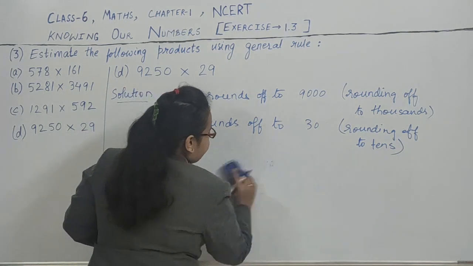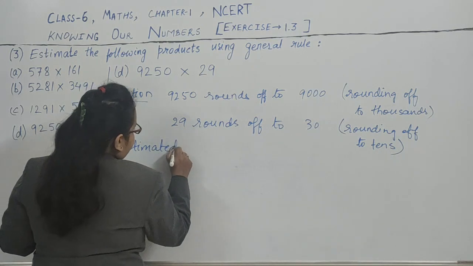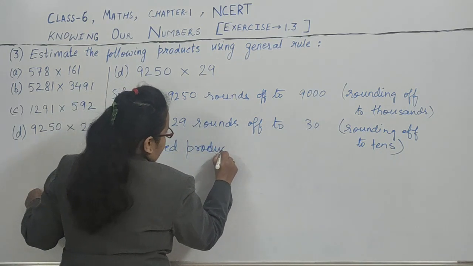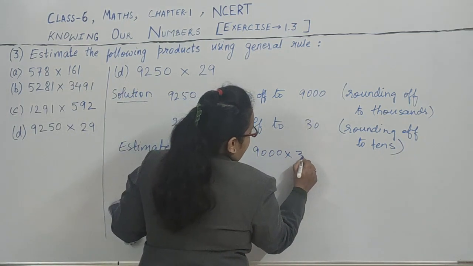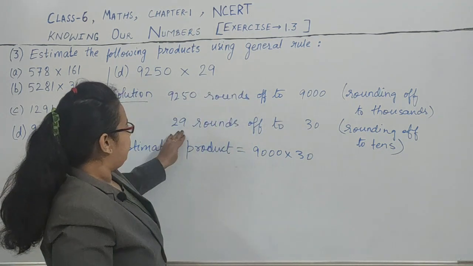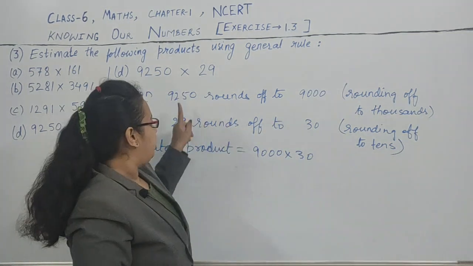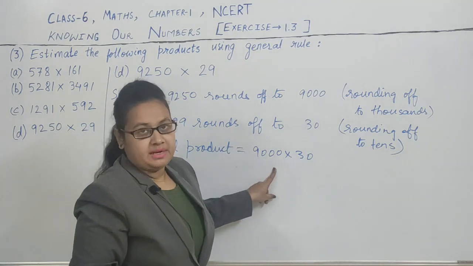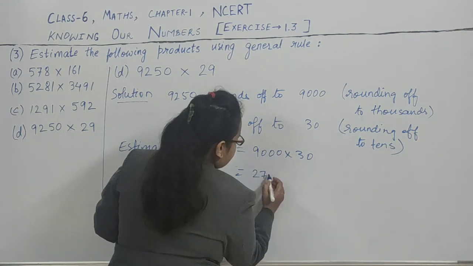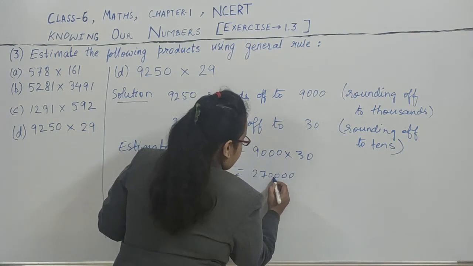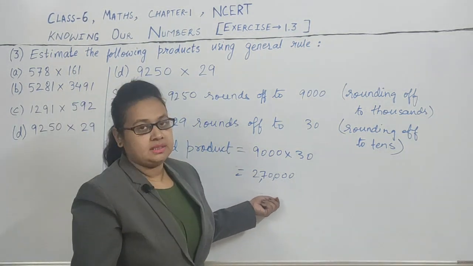Now we will find the estimated product. What is the estimated product? This is 9,000 into 30. See, the given numbers are rounded off. This is rounded off to this and this is rounded off to this. After rounding off both the numbers, we will multiply the rounded off numbers and that will give the estimated product. So what is that? 9 into 3 is 27 and there are 3 zeros here and 1 zero. So it is 2,70,000. The estimated product is 2,70,000.